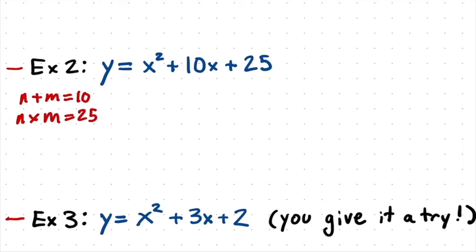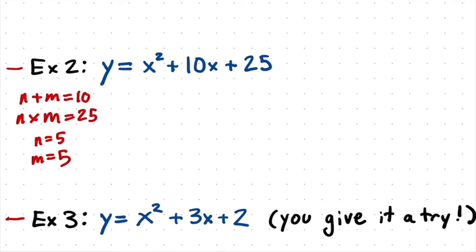3 and 7. 3 times 7 equals 21, so that feels a little bit closer, but again, that's not 25, right? 4 and 6, we're almost there, right? 4 times 6 equals 24, which is almost 25, but not quite. And 5 plus 5 equals 10, and 5 times 5 also equals 25. So we have our two numbers, right? n equals 5, and so does m, because 5 plus 5 equals 10, and 5 times 5 equals 25.